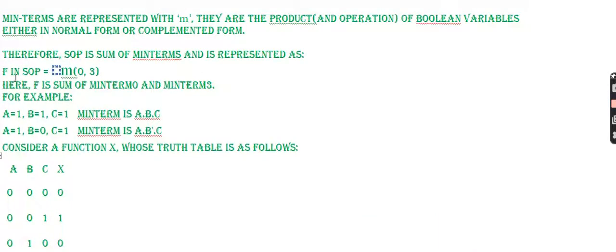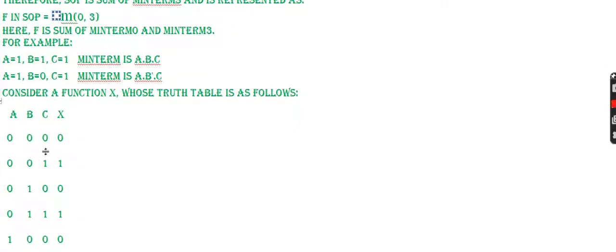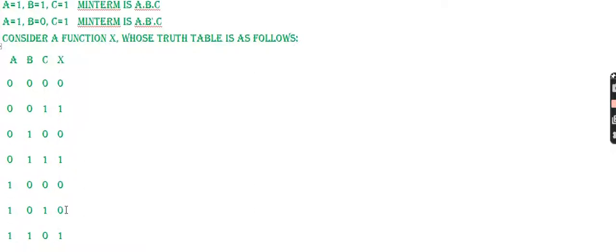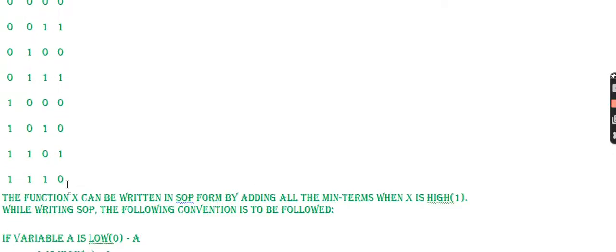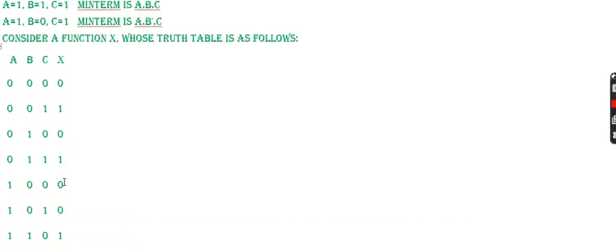Here we said the sum of products is in terms of 0, 3 only, right? So in the place of 0 we put 1, and in the place of 3 we put 1, that is 0, 1, 2, 3. The remaining everything is 0. Here you have to write the expression A bar, B bar, C bar.